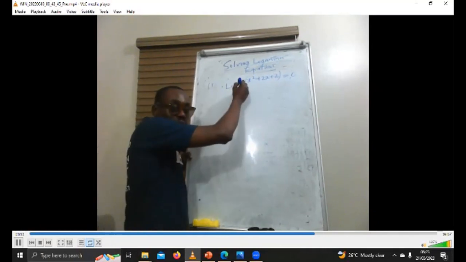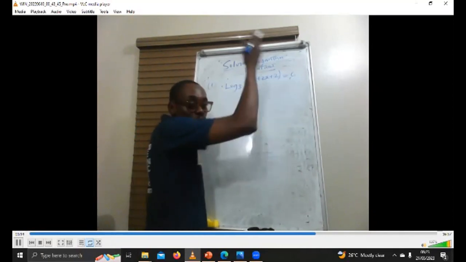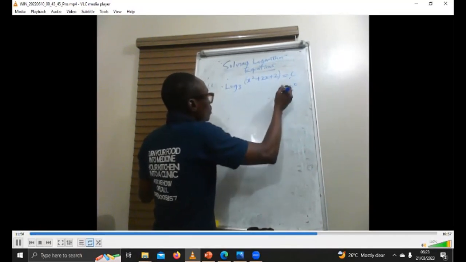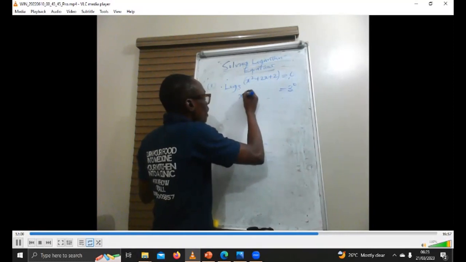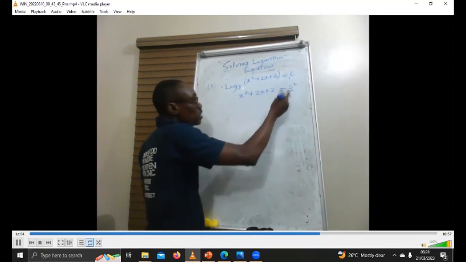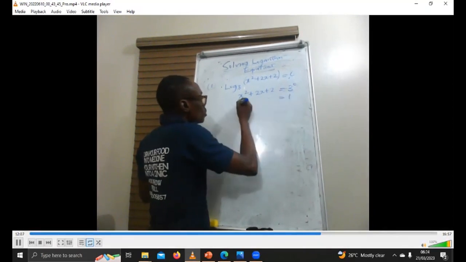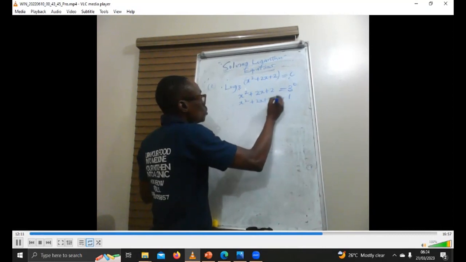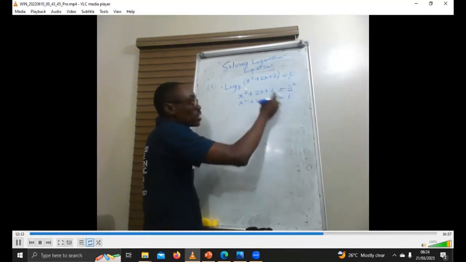So you take this 3 over here and it will lift up the 0. So you're going to have 3 raised to power 0. So over here, this becomes x squared plus 2x plus 2 equals 3 raised to power 0, which is actually 1. 3 raised to power 0 is 1. That was why I wrote 1 here.